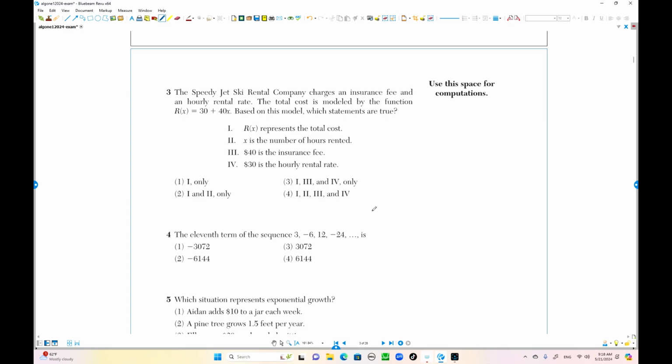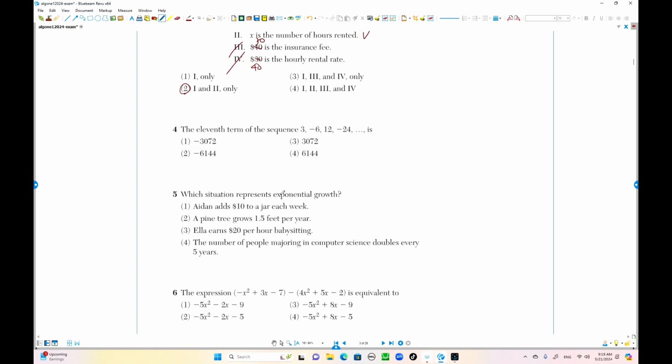All right, number 3. A rental company charges an insurance fee and an hourly rental rate. Insurance fee, one time. This is the rate, always comes with the variable. So R of x is the total. That's true. x is the number of hours. That's true. $40 insurance fee? No, $40 is the rate. $30 hourly rate? No, 40 is the hourly rate. This is 30, okay? So this 2 is wrong. So 1 and 2 only is the answer.